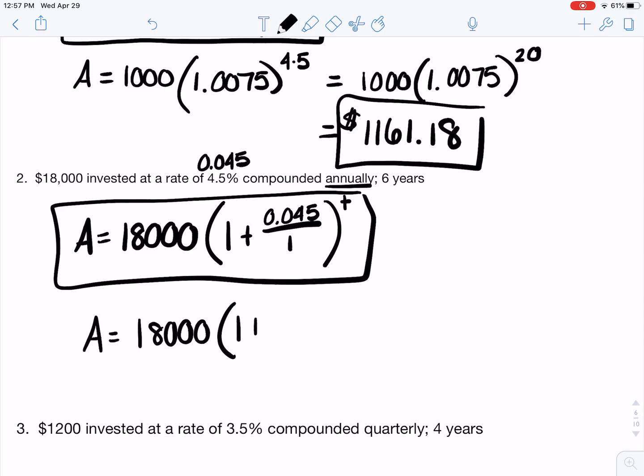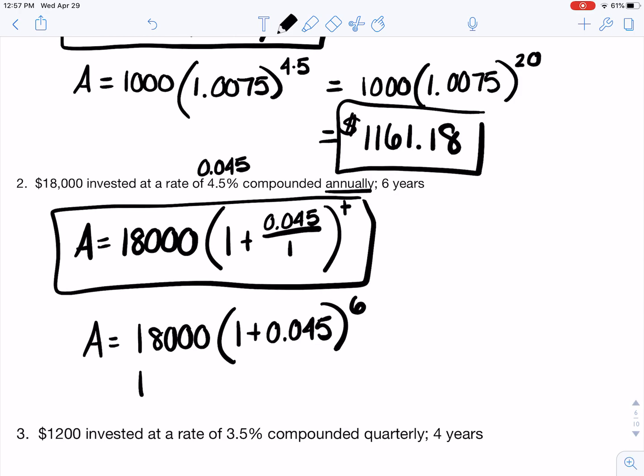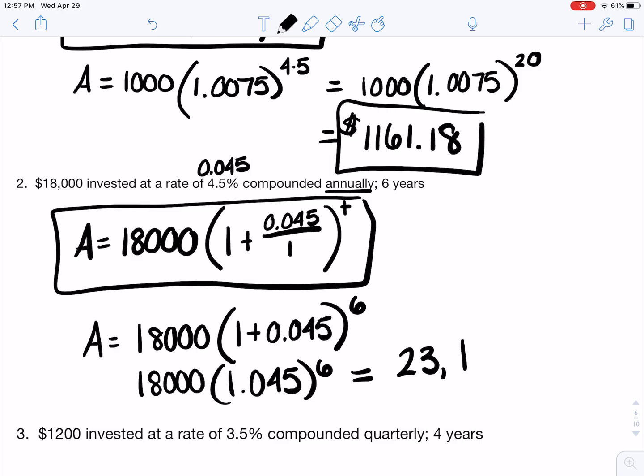0.045 divided by 1 is just 0.045, raised to the 6th power, okay. 18,000 times 1.045 raised to the 6th power. And that is going to give me a grand total of $23,440.68.